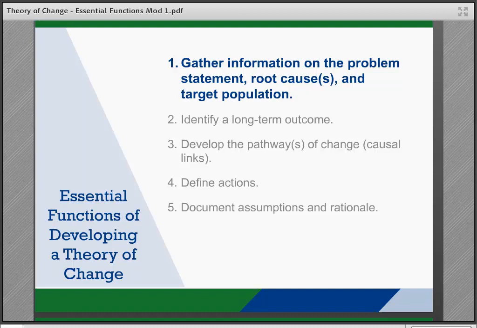Developing a theory of change is broken down into 5 functions or tasks. 1. Gather information on the problem statement, root cause or causes, and target population. 2. Identify a long-term outcome. 3. Develop the pathway or pathways of change, which are also called causal links. 4. Define actions. And 5. Document assumptions and rationale. In this module, we will kick off our conversation about developing a theory of change by looking at number 1. Gather information on the problem statement, root cause or causes, and target population.